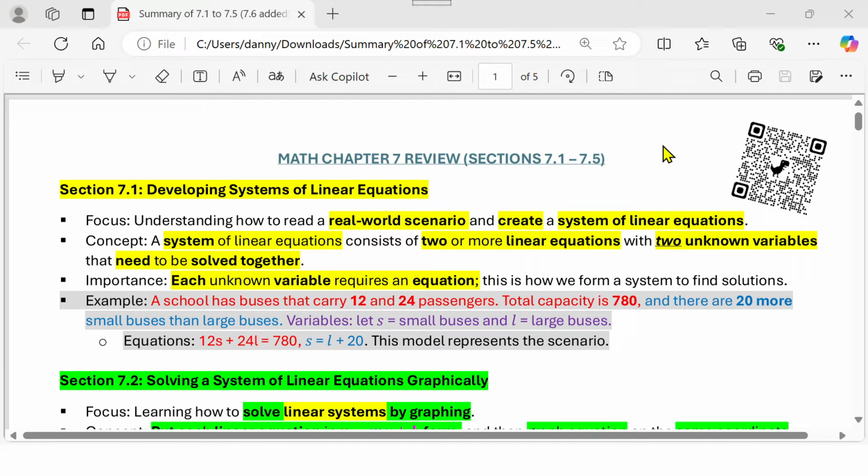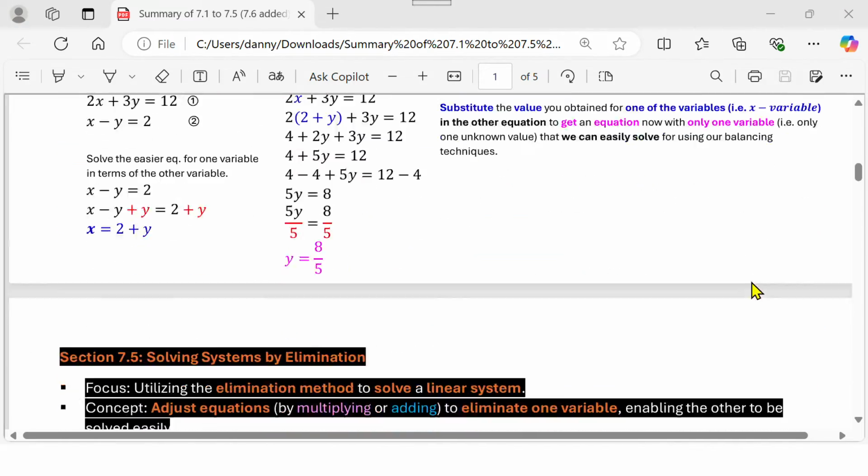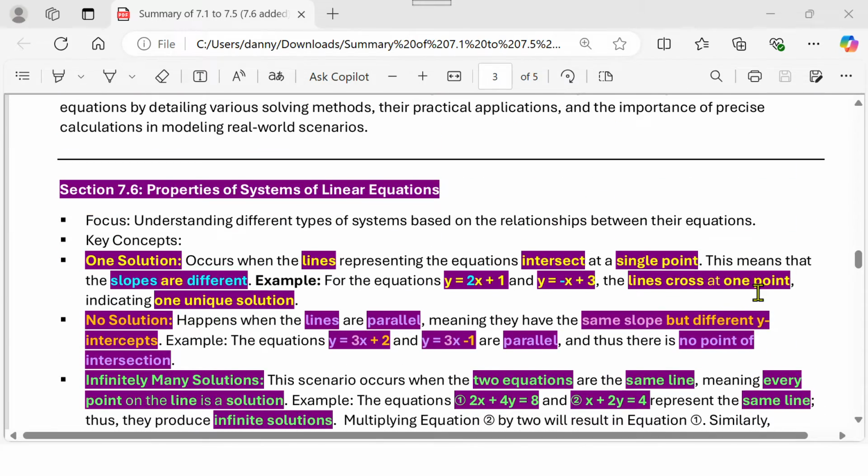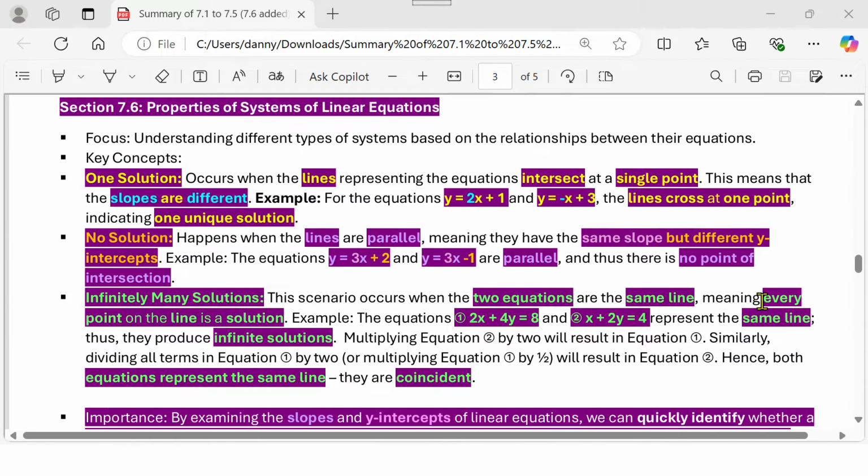If you watched the previous video I posted, which you should have on the bus on the way to school, then you'll know that I went over Chapter 7, Sections 7.1 to 7.5 of the Grade 10 Math textbook. And in this video, I'm going to go over Chapter 7, Section 7.6 of the textbook, as well as some questions that are going to be on your test tomorrow.